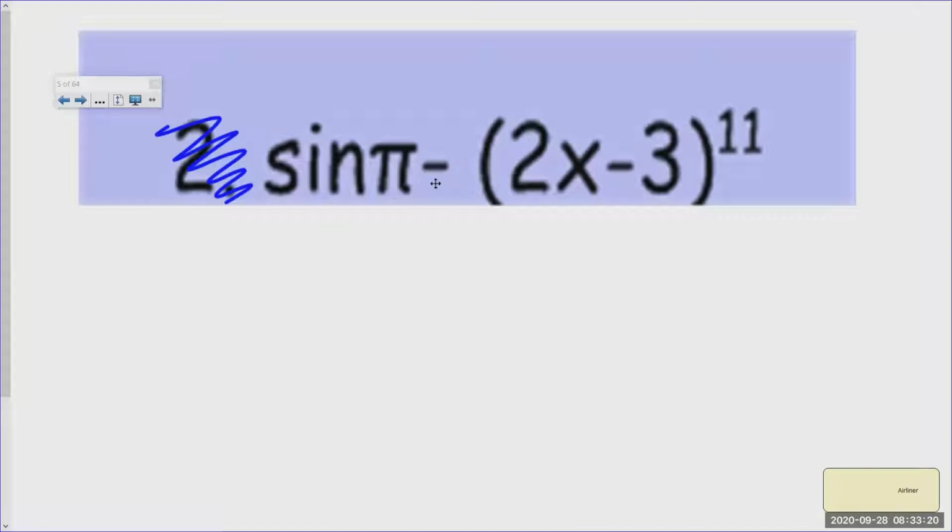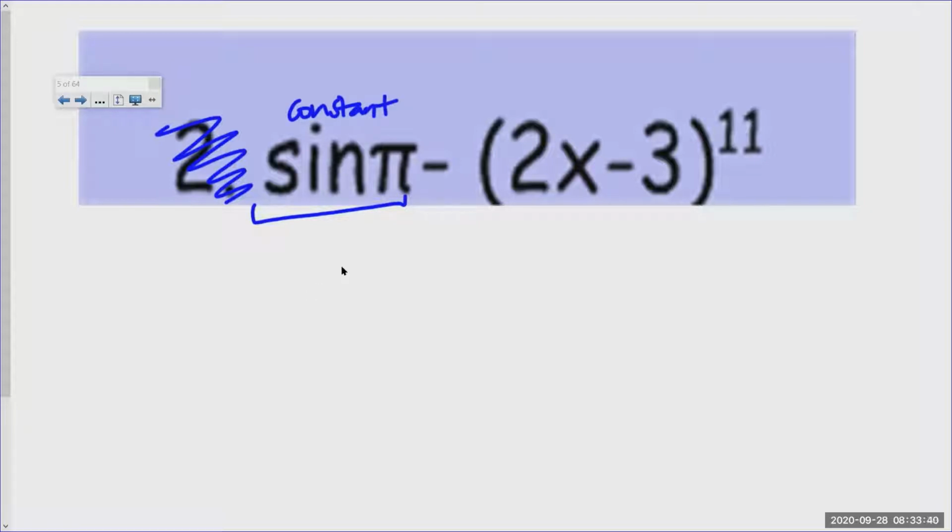So here we go. Let's do the first one. What is the derivative of sine pi? Very good. The most common mistake is saying that this is cosine x. But do you even see an x here? No x. So this is actually a trick. This is actually a constant. You guys good with that?